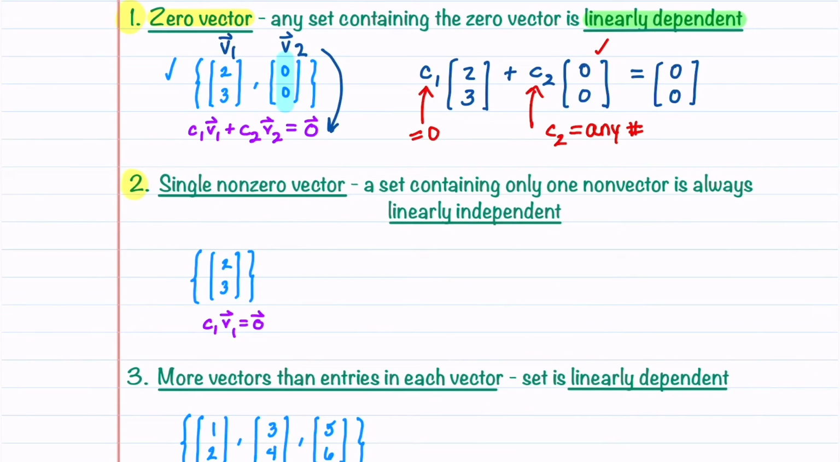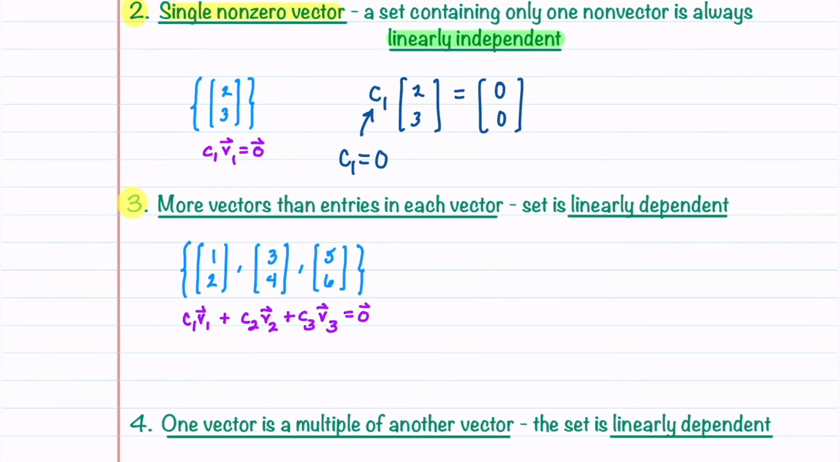Our second special case is when we have a single non-zero vector. A set containing only one non-zero vector is always linearly independent. Let's plug our vector into our equation and see why this is. We have c1 times 2, 3 is equal to 0, 0. You can see that the only solution to this equation is going to be when c1 is equal to 0, which is the trivial solution. And when we only have the trivial solution, our set of vectors is linearly independent.